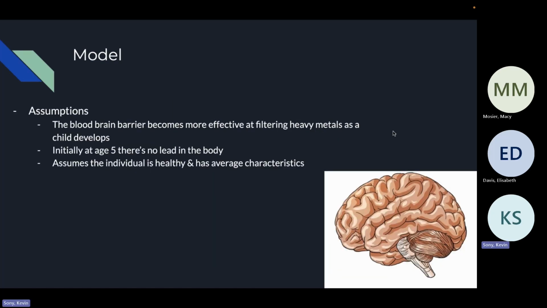In our model, we make some assumptions. The blood-brain barrier becomes more effective at filtering heavy metals as the child develops. Initially at age 5, there's no lead in the body. And we assume that the individual is healthy and has average characteristics.